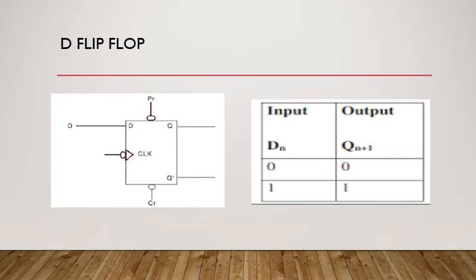The next flip-flop is the D flip-flop. As you can see, it has a single input D. The truth table is really simple. When the value of D is 0, the output obtained is 0. And when the value of input is 1, the output obtained is 1. So it just transmits the input value to the output when the clock is received with a certain delay. And hence its name is delay flip-flop or D flip-flop.